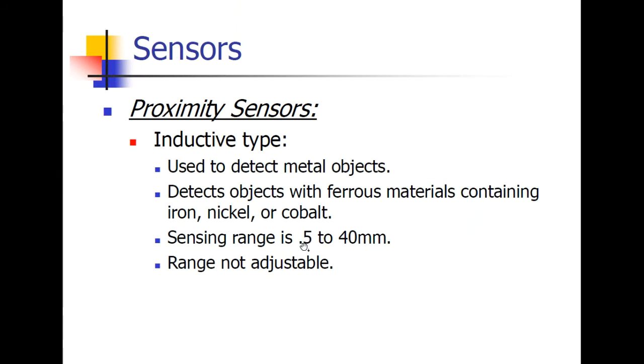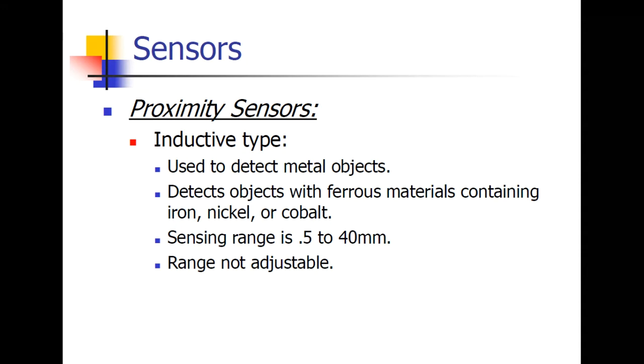The range could be 0.5 millimeters to 40 millimeters. And 40 millimeters, that's a couple of inches. 25 millimeters is about 1 inch. So a little less than 2 inches away. All right, so you've got to be kind of close with it, but it can detect a metal object.